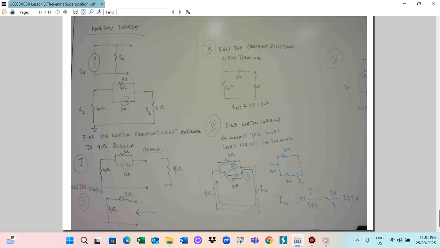For the Thevenin theorem, you find the Thevenin voltage across the terminal. And for the Norton theorem, you have to find the Norton current. To find the Thevenin voltage, you leave it as an open circuit. To find the Norton current, you need to make a short circuit. So reconnect the source and the terminal is shorted. So then find the Norton current. How to find the Norton current? Reconnect the source and short circuit the terminal.